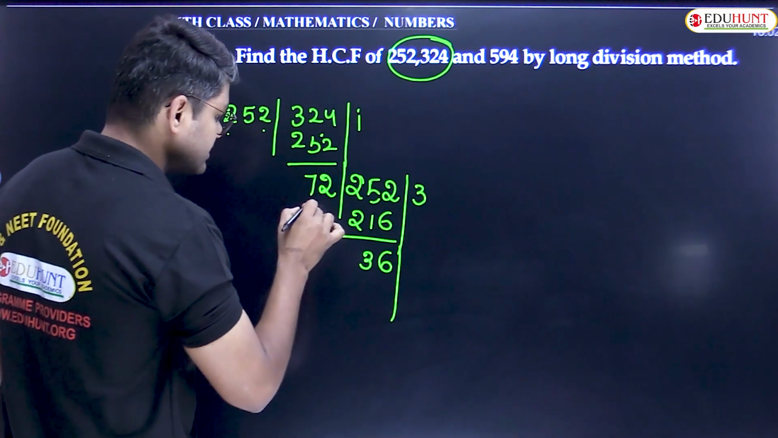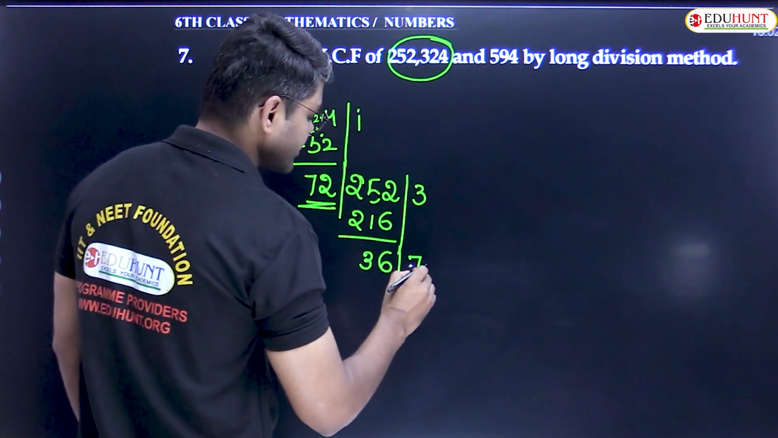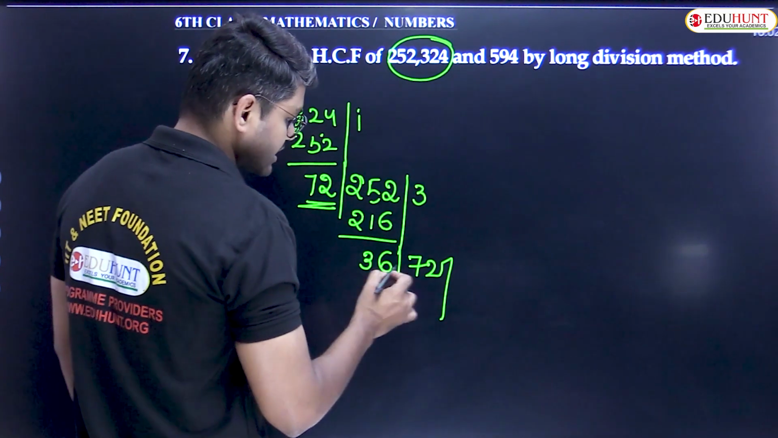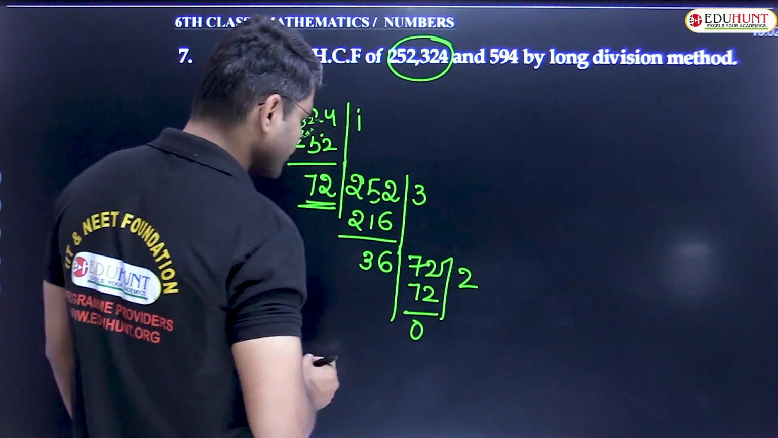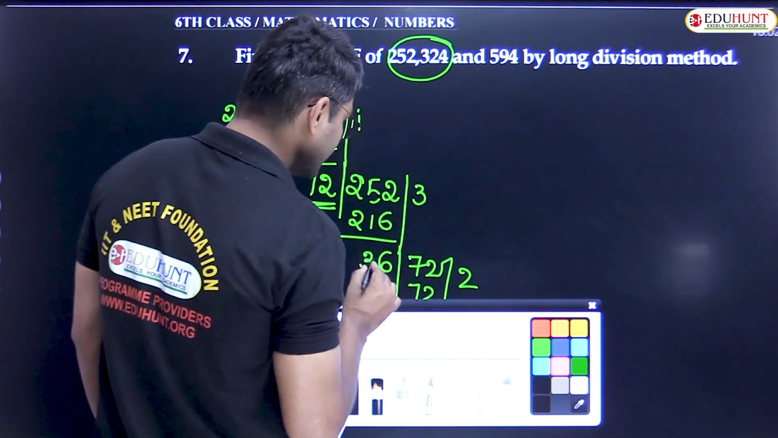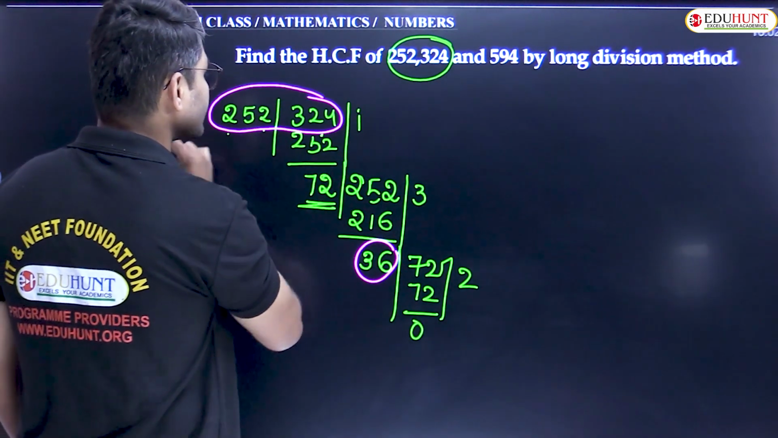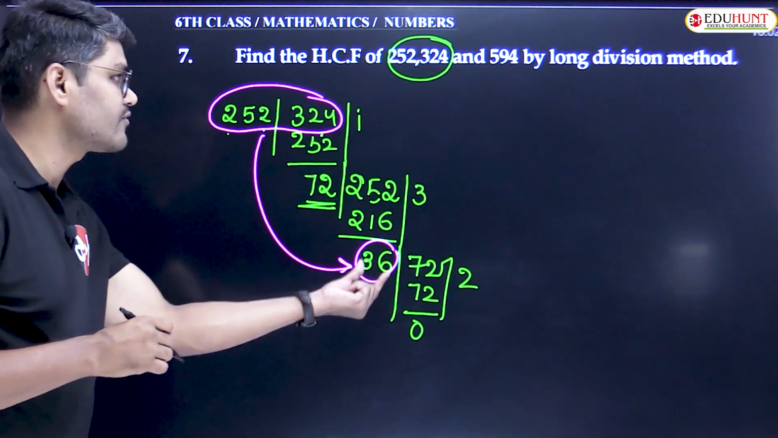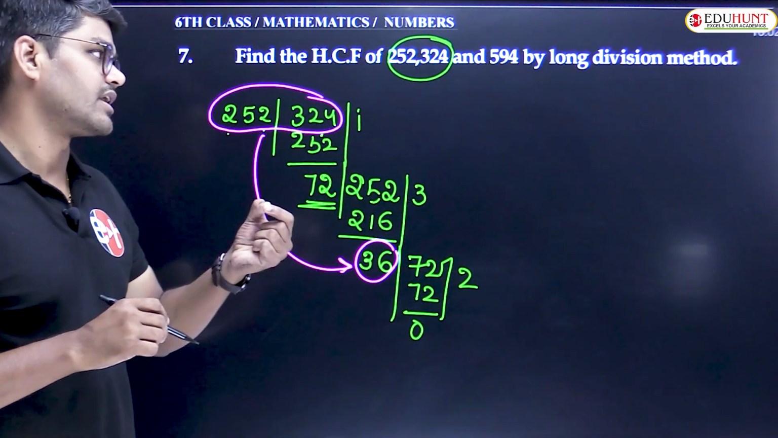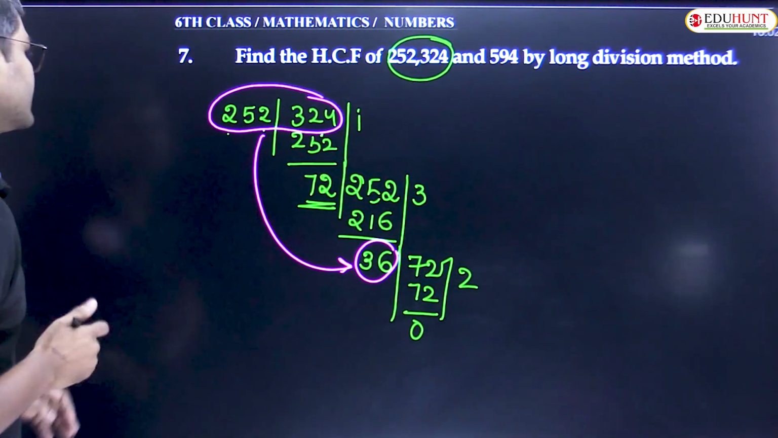Now this 72 should be divided by this 36. 36 2s 72, remainder is 0. Therefore HCF for these two numbers, that is 252 and 324, is 36. Now take this HCF and the remaining number, that is 594, and do the long division. We will get the HCF of all three numbers.